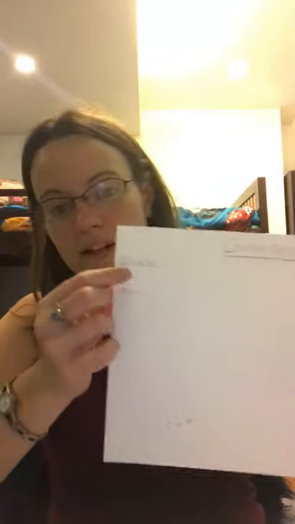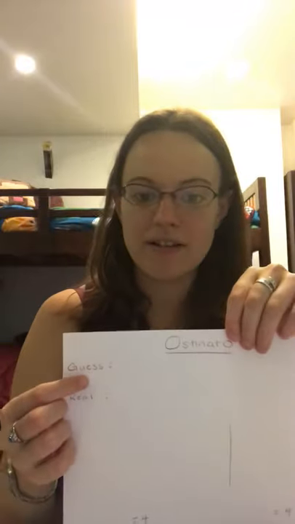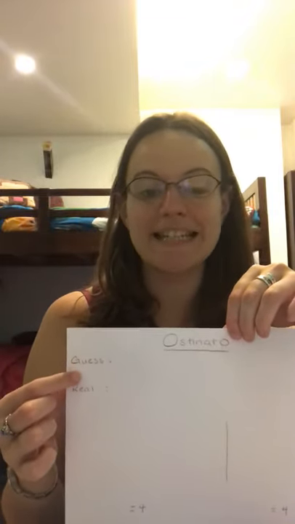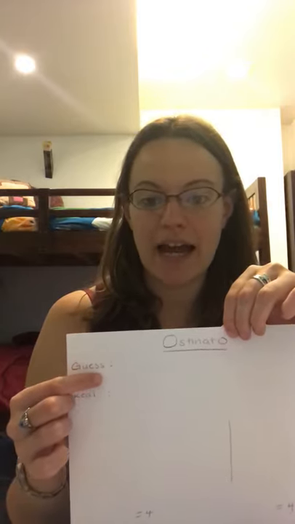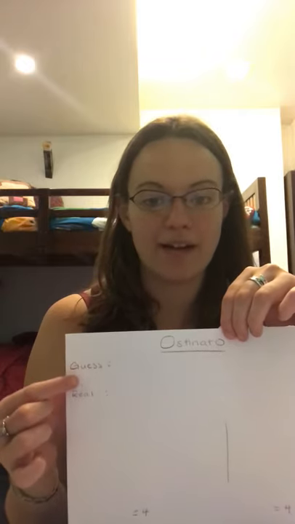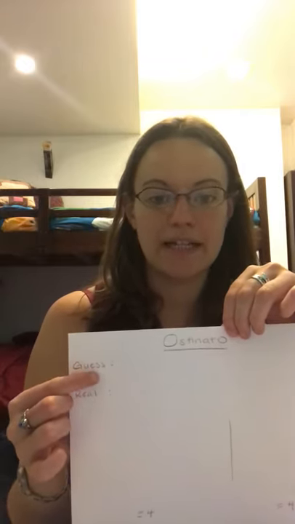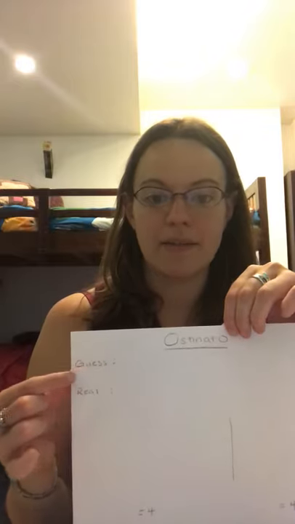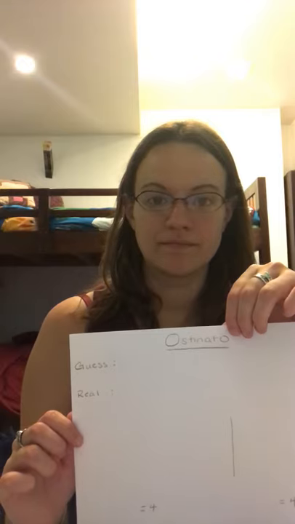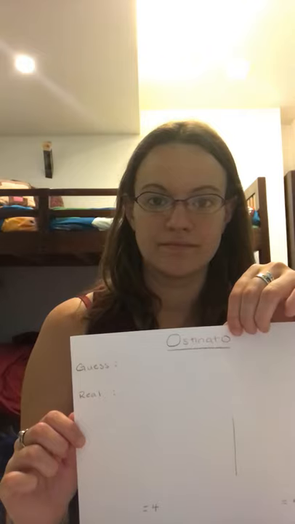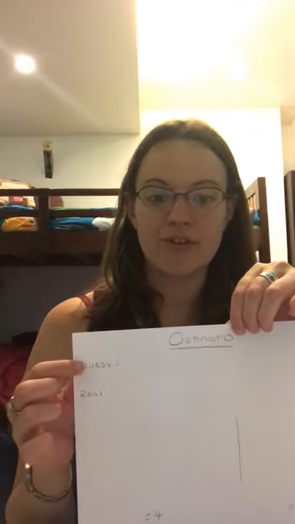Good. Now, you've got your ostinato at the very top of the page. Underneath that, I want you to write the word guess. Guess is spelled G-U-E-S-S. Take a minute to write guess on your paper. All right, so you should have the word guess written here.